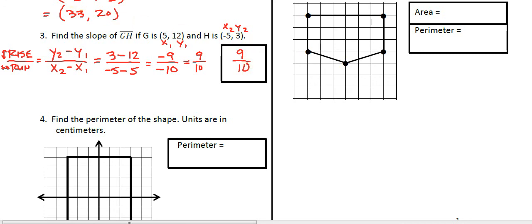It means our slope, let's fix that. It means our slope is going from left to right. If we looked at our graph, our slope would be going up this direction. From left to right, it's going up. It's a positive 9/10 slope. I'm going to stop this video because those 3 questions seem to go together, and we'll start up again in the next video on question number 4.